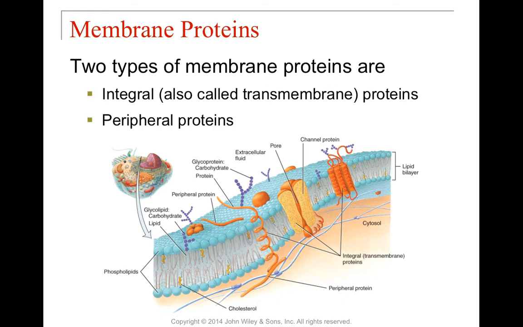Again, we have multiple different types of membrane proteins. The two major ones are going to be integral. We just talked about those. Those are transmembrane proteins. They're going to be the ones that go all the way through. And then we have peripheral proteins. And peripheral proteins are only going to be embedded, say, on one side or the other.